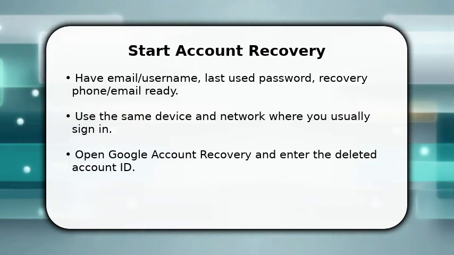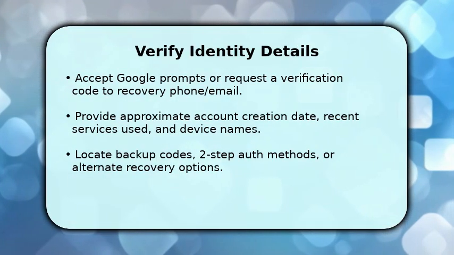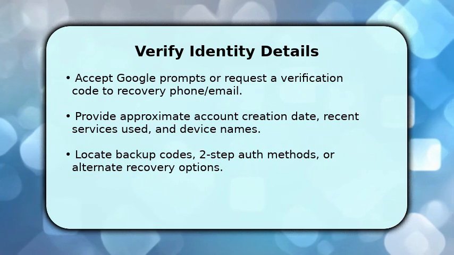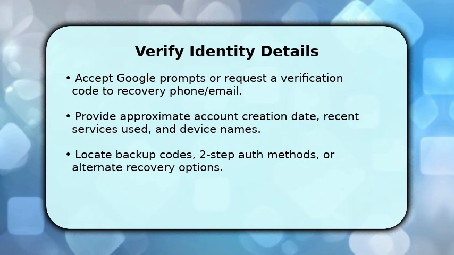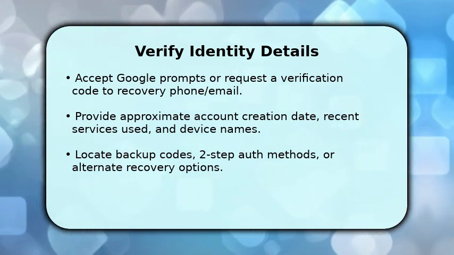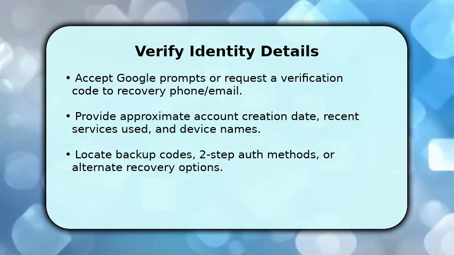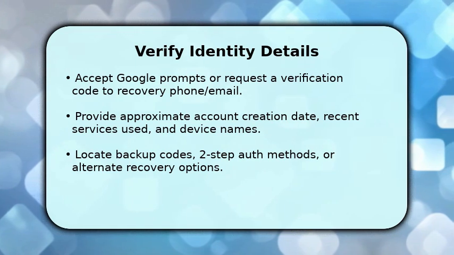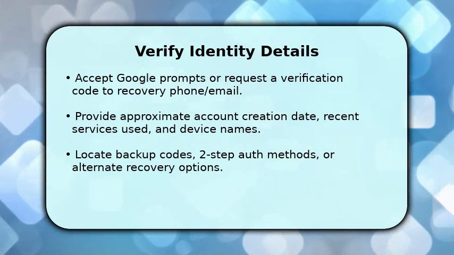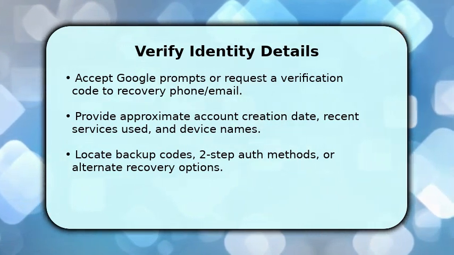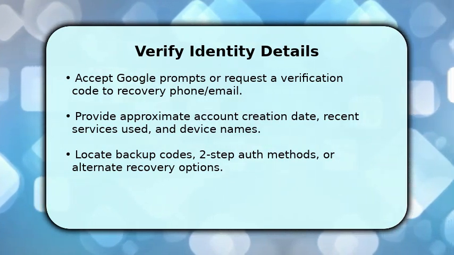Now focus on proving ownership. Follow any Google prompts and request verification codes to your recovery email or phone. If codes aren't available, provide details like the month and year you created the account, recent Google services you used, and names of devices that accessed it. If you have backup codes or a hardware key, use them. Make sure each answer is consistent and specific. Small details like device names or approximate dates often tip the decision in your favor during automated review.